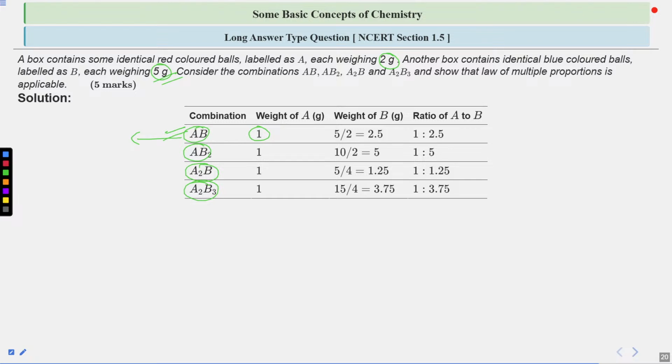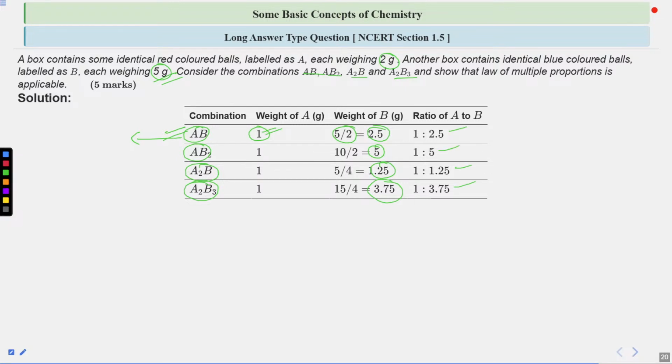So these are just molecules AB, AB2, A2B, formed from the atoms A and B. Again, coming to the question, if 2 gram of A is reacting with 5 gram of B to form AB, then 1 gram of A will react with 5 by 2 gram, that is 2.5. Similarly, for AB2, you will get 5. For A2B, 1.25. For A2B3, 3.75. Then, what is the ratio of A and B? It is given here.